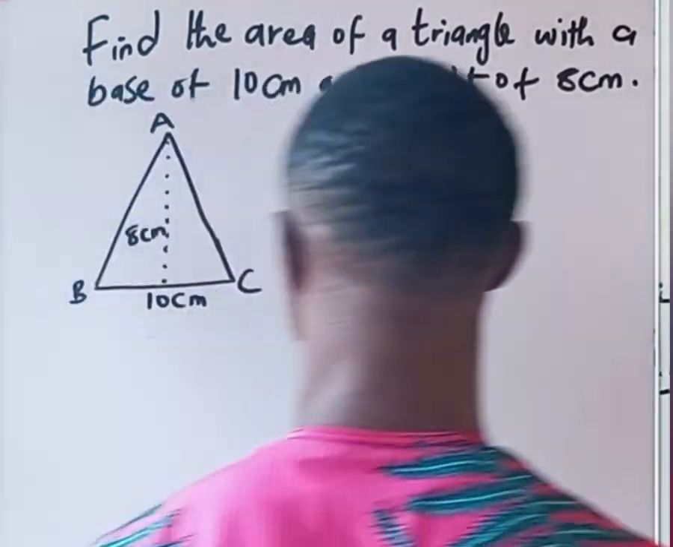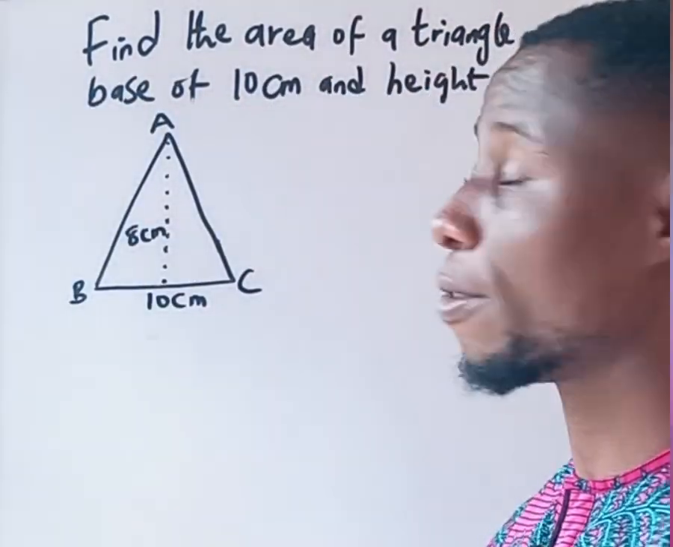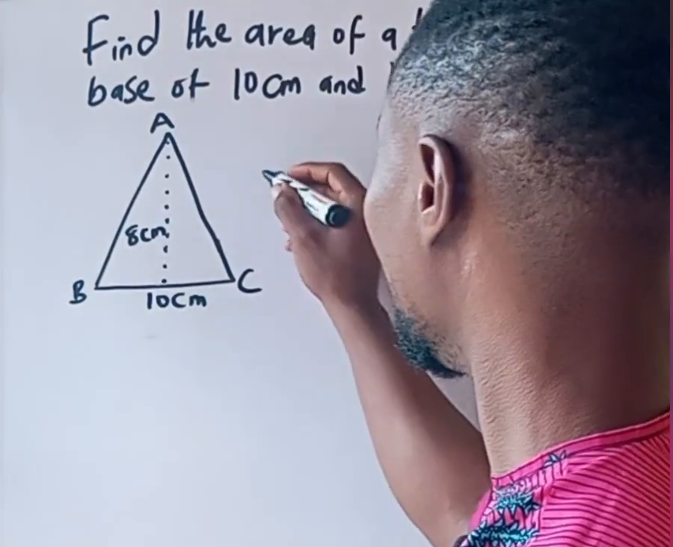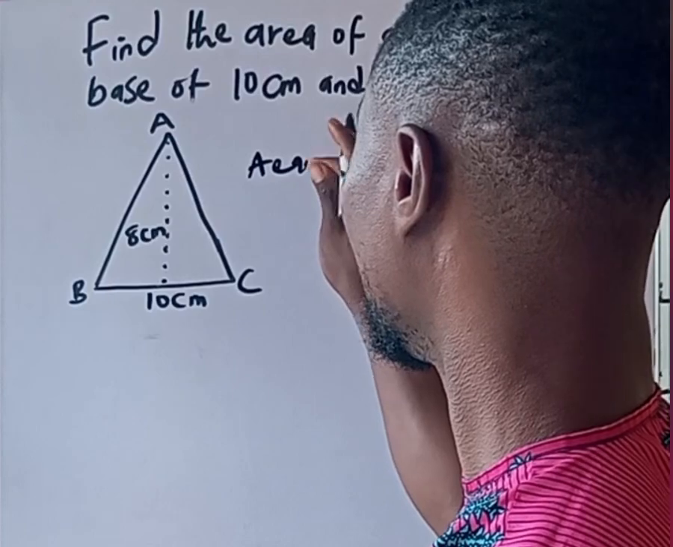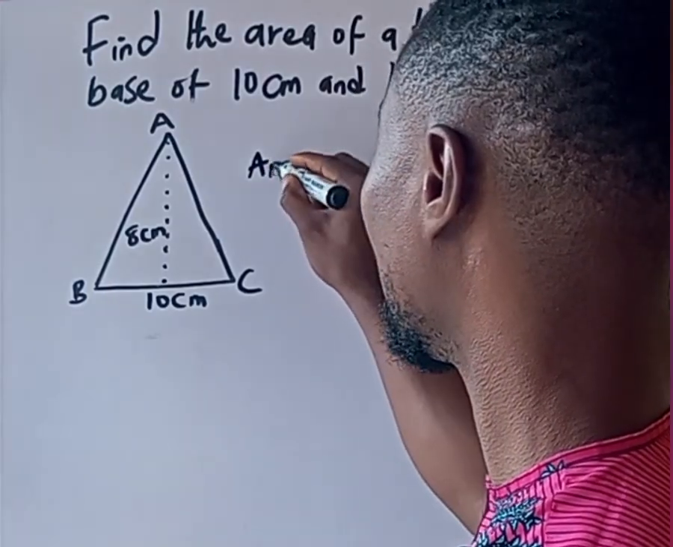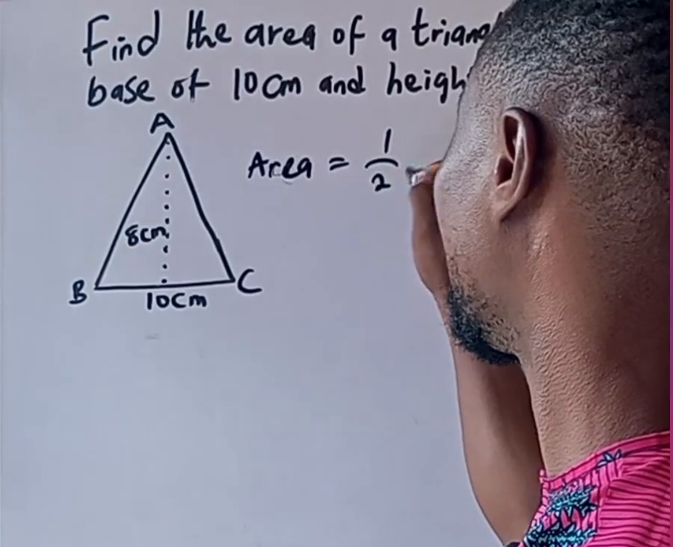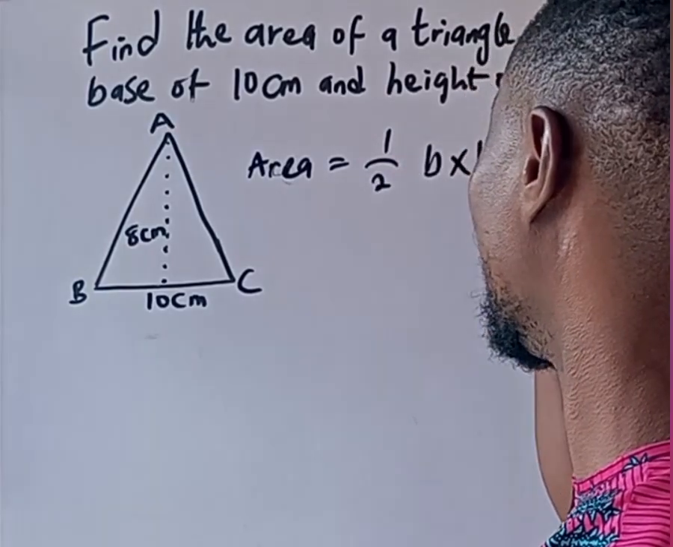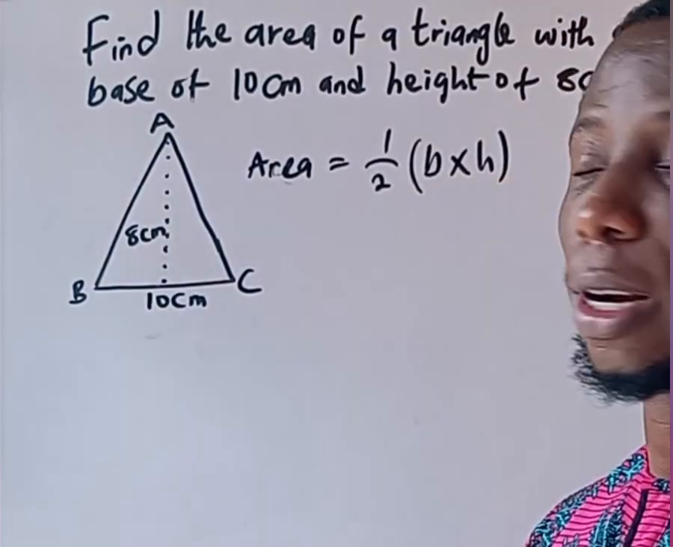All right. So now what we are going to do is to get the formula for area of triangle. So formula for area of triangle, area, right, is equals to what? Half base times height. All right. This is the formula for area of a triangle.